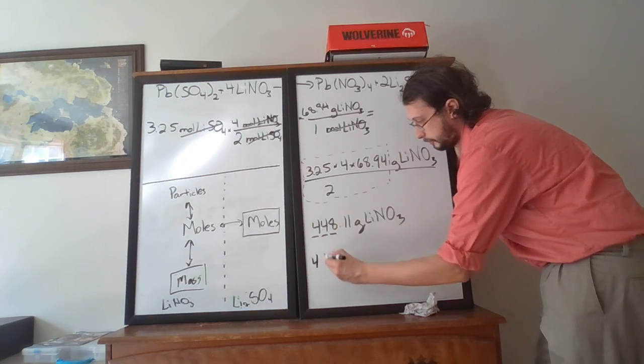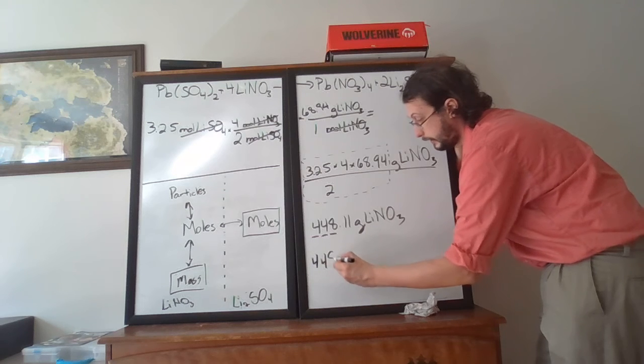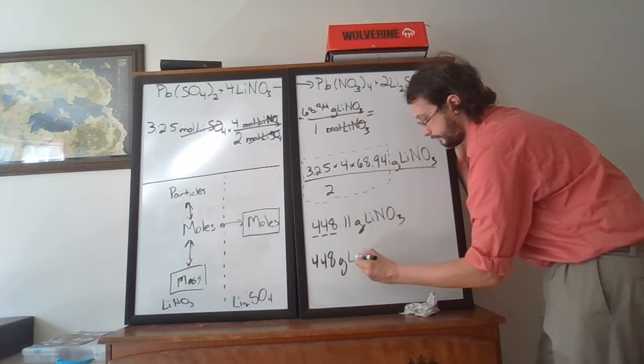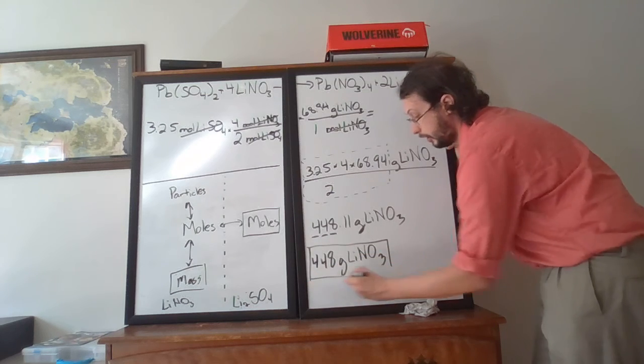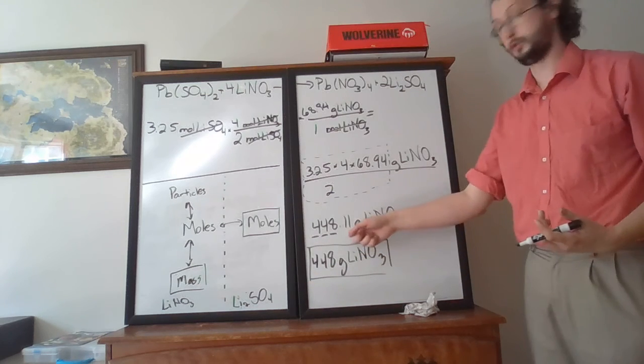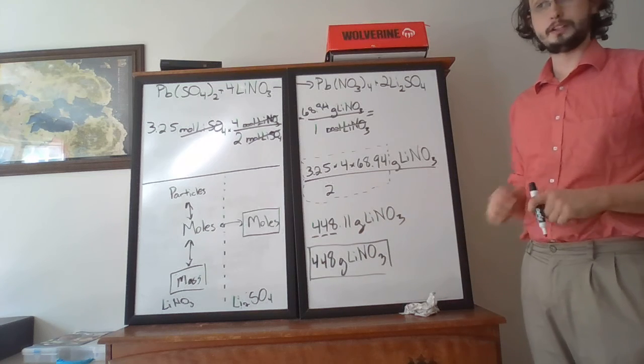So our number is actually going to be 448 grams of lithium nitrate. We don't get to keep those last 2 ones because our first measurement wasn't precise enough for us to keep those last 2 ones. So that should be your answer for number 2.